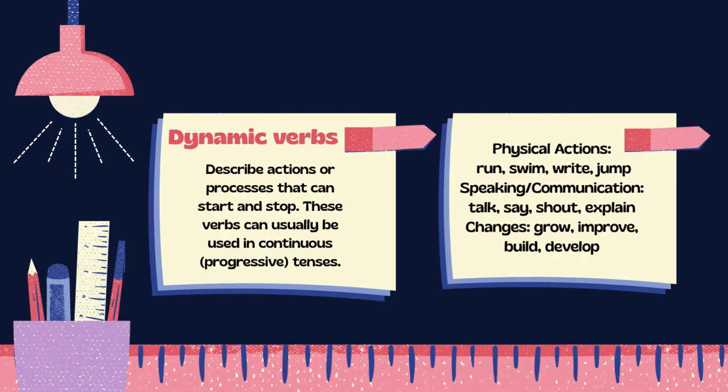Dynamic verbs describe actions or processes. They can start and stop. These verbs can usually be used in continuous or progressive tenses. For example, physical action: run, swim, write, jump. Speaking or communication: talk, say, shout, explain. Change: change, grow, improve, develop.